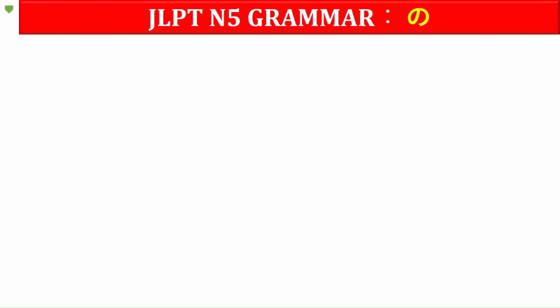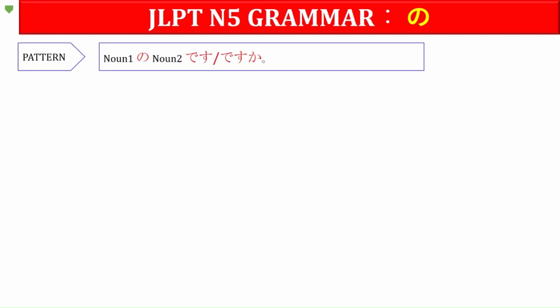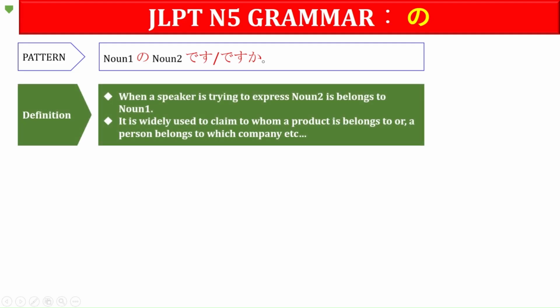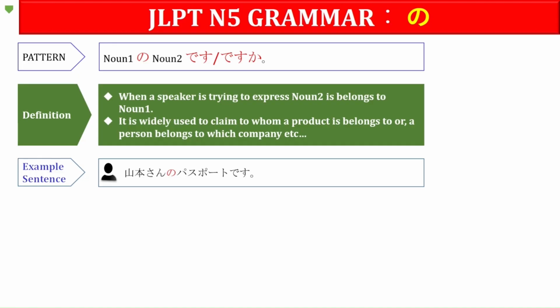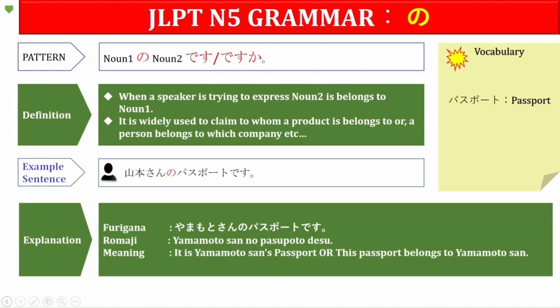Simple, isn't it? Now let us see the no particle. The no particle pattern is also noun 1 no, noun 2 desu. When a speaker is trying to express that something belongs to someone, they use the no particle. It is widely used to say to whom a product belongs, or which company a person belongs to, etc. Let's see an example. Yamamoto-san no pasupooto desu. Look into the vocabulary. Pasupooto means passport. If we deep dive into the meaning, it is Yamamoto-san's passport, or this passport belongs to Yamamoto-san.